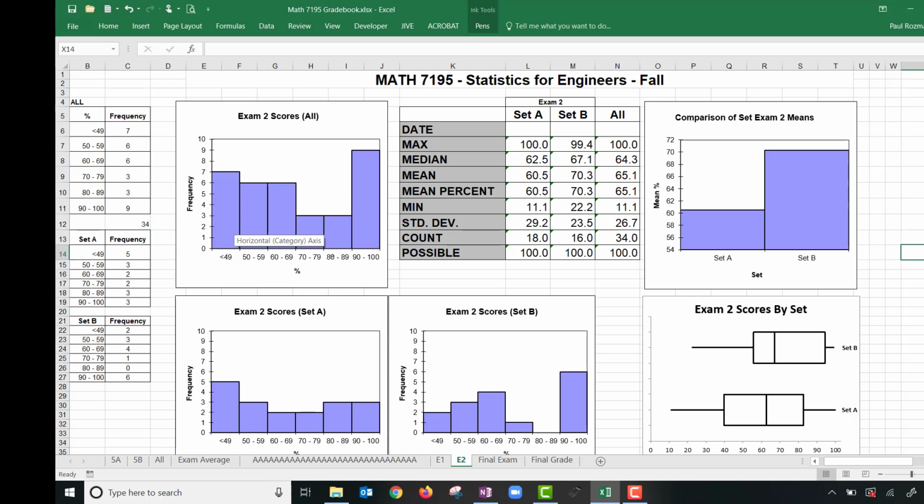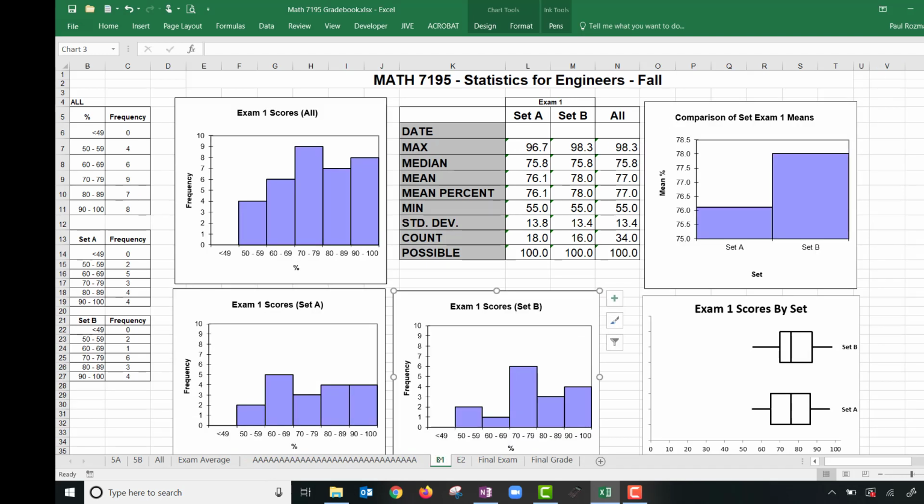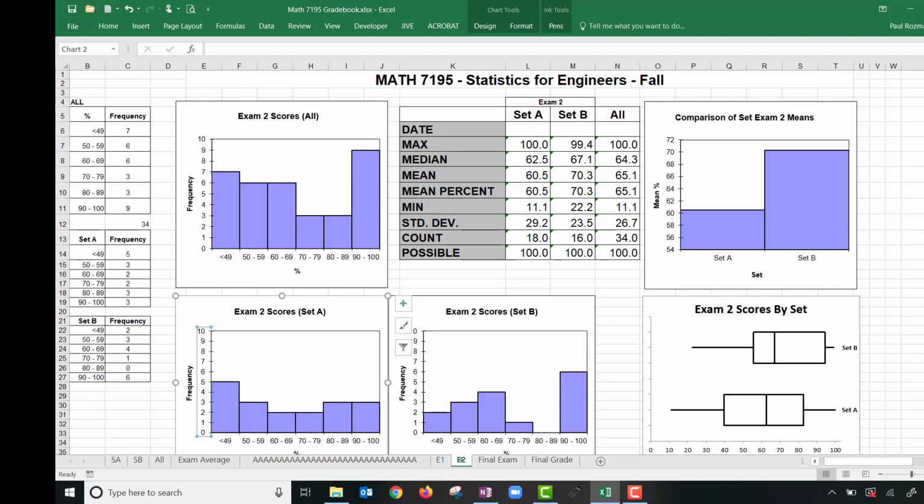If we looked at set A versus set B, set B really had a situation of they either really knew it or they just sort of knew it. And then set A was just a pretty uniform distribution there, which is kind of interesting. This time set B won out. I can't remember, on exam 1, was it also set B? Let's take a look. Oh yeah, set B were the superstars of last year.